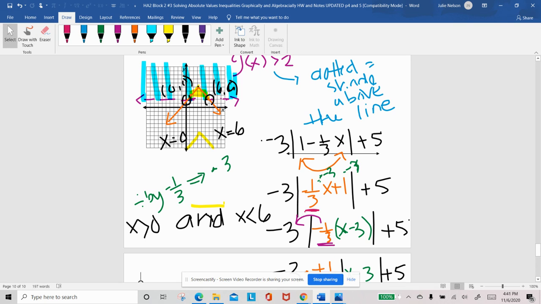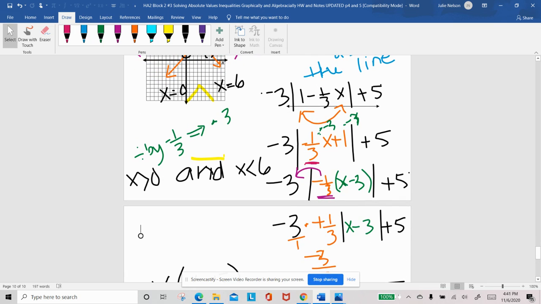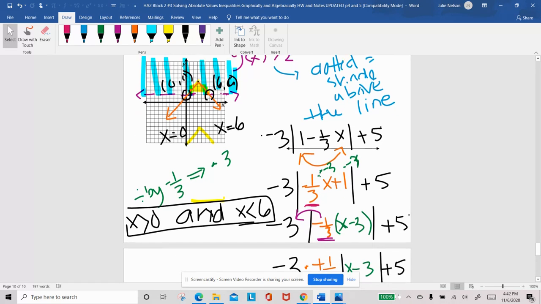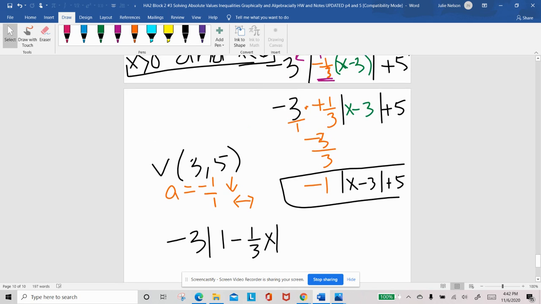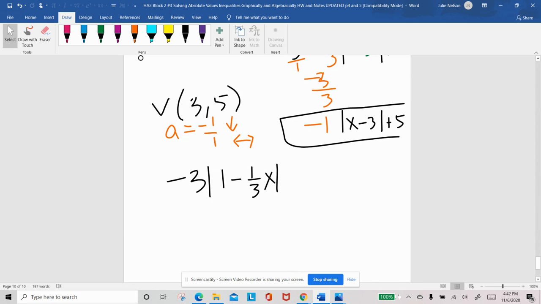And I'm going to go back and double check. There's no equal sign underneath in the problem, so there's no equal sign here. So x is greater than 0 and x is less than 6. So how do I show this problem algebraically? So negative 3 times the absolute value of 1 minus 1/3 x plus 5 is greater than 2.